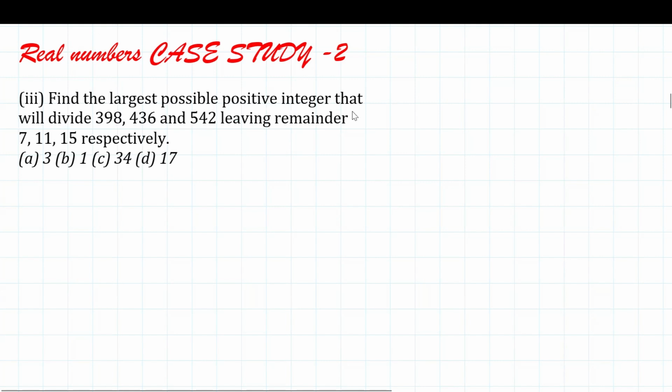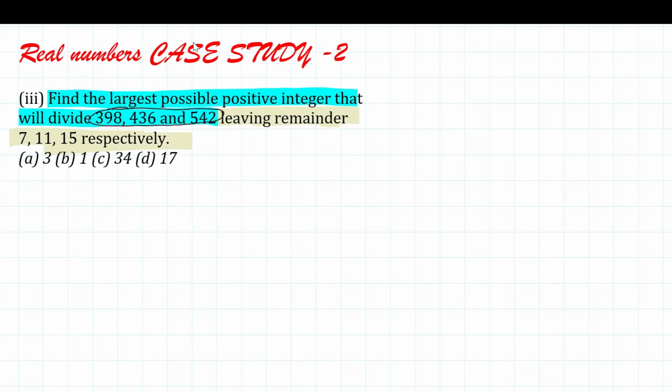That means we have to look for the largest possible integer which will divide this leaving 7 remainder, this leaving 11 remainder, and this leaving 15 remainder. So what we can do as of now, we can ignore this part of leaving remainder. Just look into this part, which will be the largest possible integer that will divide this exact number of times, right? So any number that will divide these three numbers exact number of times has to be the greatest common divisor, which is same as HCF.